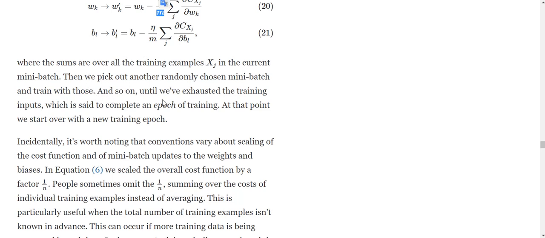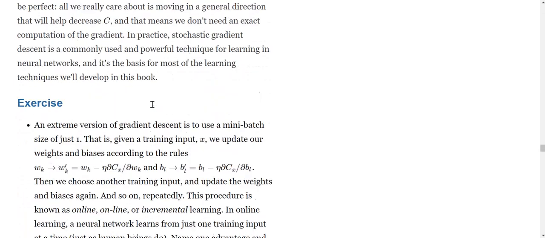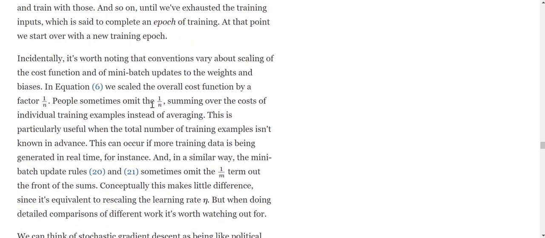Then we pick out another randomly chosen mini batch and train with those, and so on until we have exhausted the training inputs, which is said to complete an epoch of training. At that point, we start over with a new epoch. So I hope this makes sense.